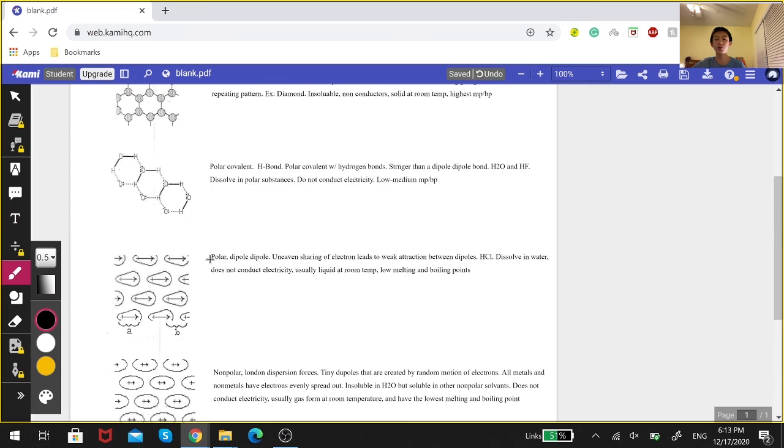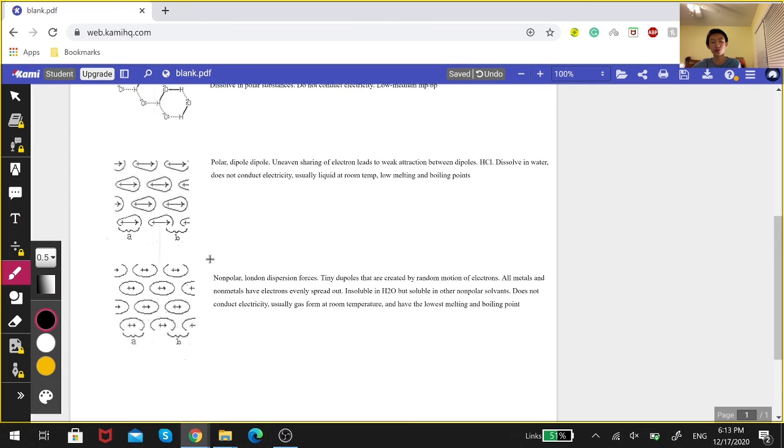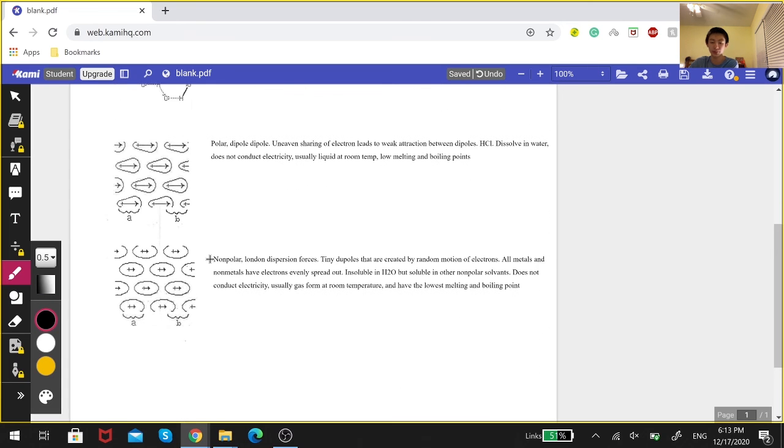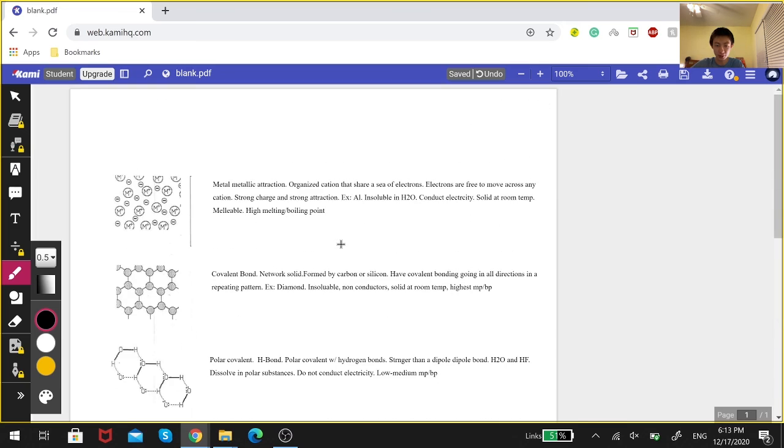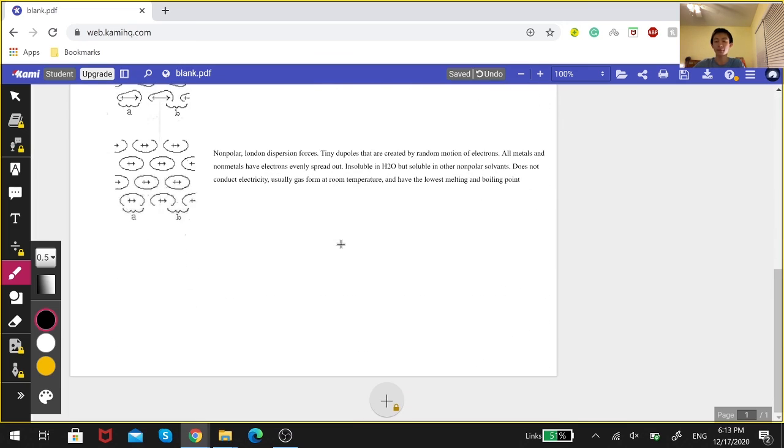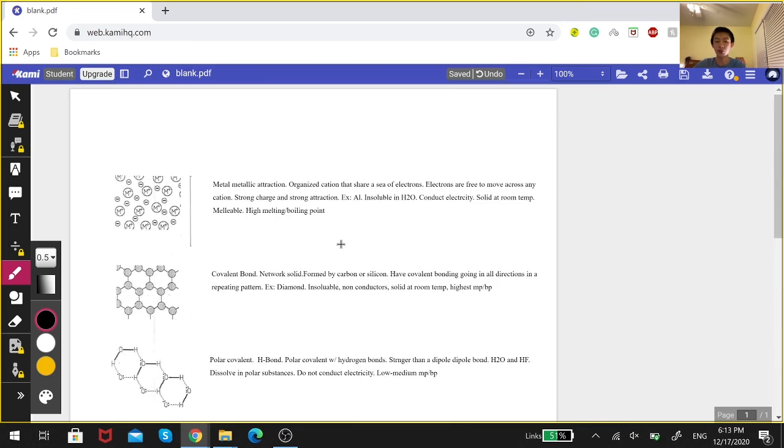All right, now that we looked at the different types of intermolecular forces and the different properties and descriptions, hopefully you have a better grasp on what the intermolecular forces are.